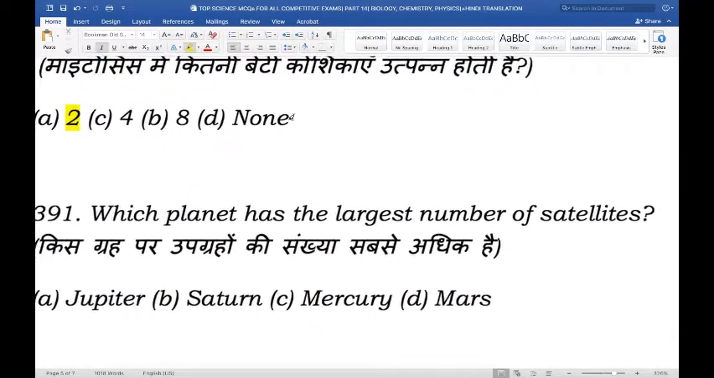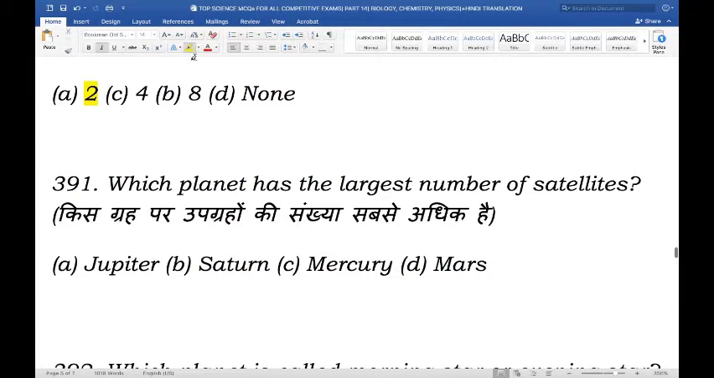Next question. Which planet has the largest number of satellites or moons? Is it Jupiter, Saturn, Mercury, or Mars? So the right answer here is Saturn. Saturn has overtaken Jupiter as the planet with the most moons, according to NASA. A team discovered a haul of 20 new moons orbiting the ringed planet, bringing its total to 82 satellites, whereas Jupiter, by contrast, has 79 natural satellites.